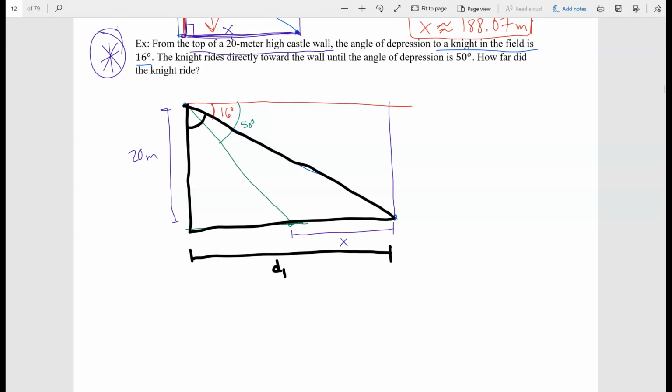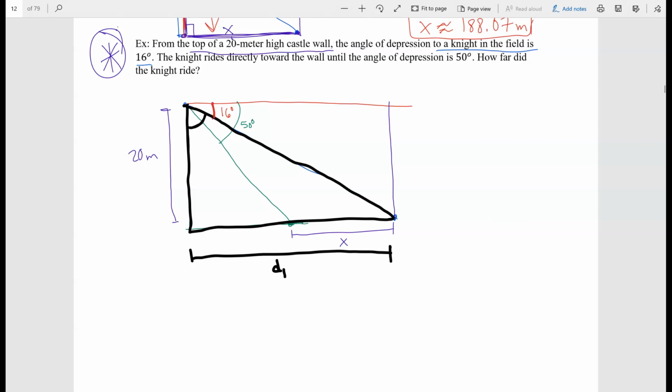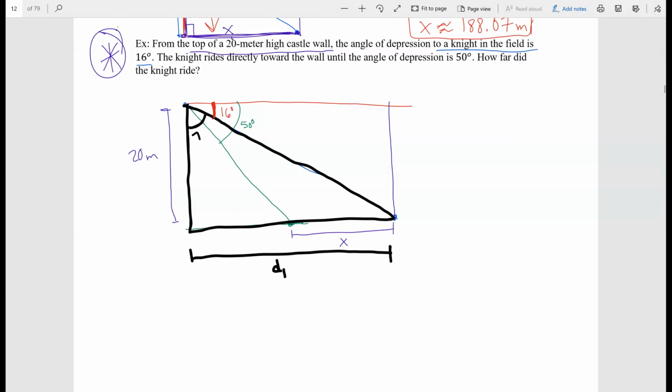Well, if you look at this, you have the red angle right here. Here's your red one, which is 16 degrees. We know that these are going to be 90-degree angles. So this guy is just going to be 90 minus 16. So we're going to take 90 minus 16. That's going to give me 74. So this guy is going to give me 74 degrees right there. Okay, 74.